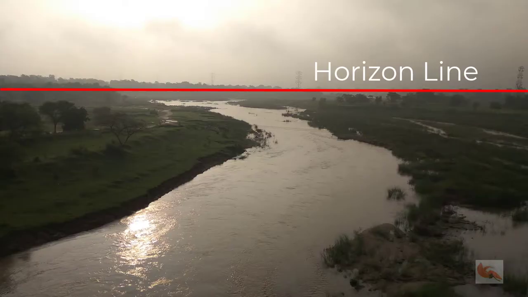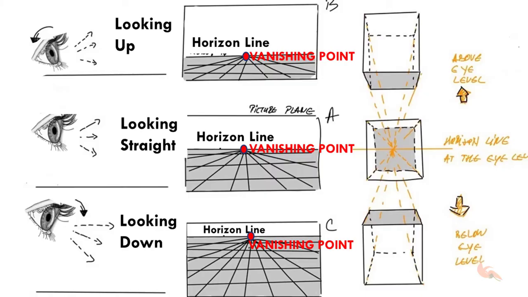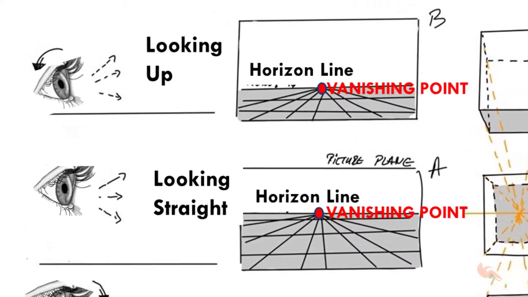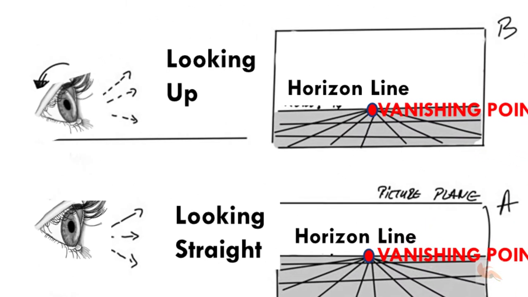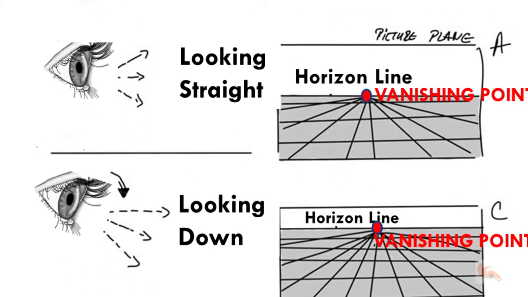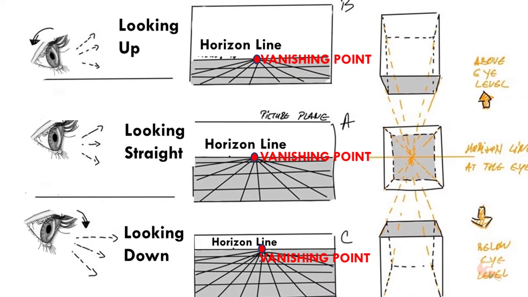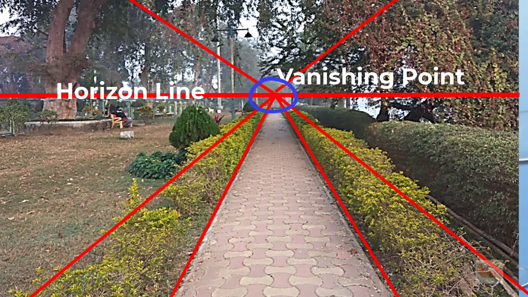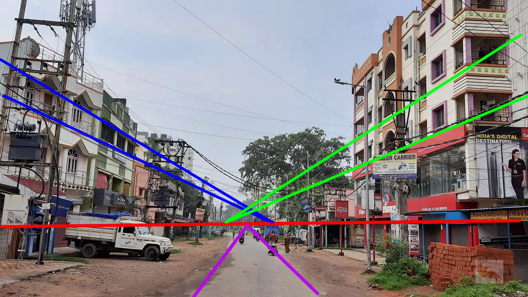Horizon line. This is the line that theoretically divides the sky from the ground or water. It also represents the viewer's eye line. Vanishing point. Vanishing point is the point on the horizon line where the objects appear to disappear at the distance. There can be numerous vanishing points in a scene.